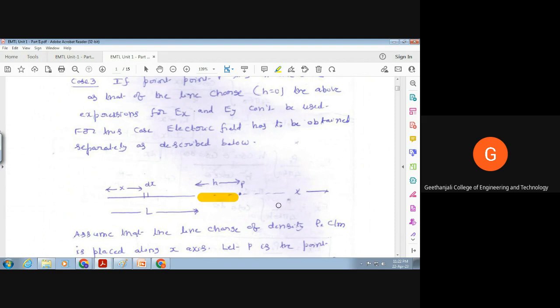Then what is the value of h? h is equal to 0. Then rho L by 4 pi epsilon naught h. So once h is 0, Ex would be infinity, Ey would be infinity, which is incorrect. So these expressions Ex and Ey which we have derived are going to be applicable only if point P lies above the line charge. That means h is not 0. If point P lies in the same line as the line charge, we need to obtain the electric field intensity separately. Now let us discuss this case also.